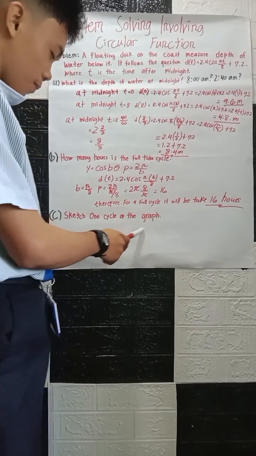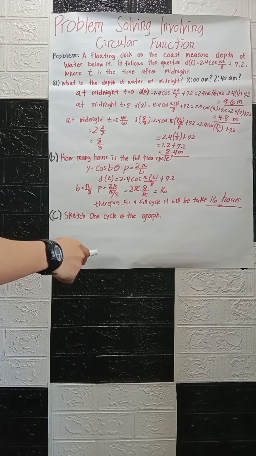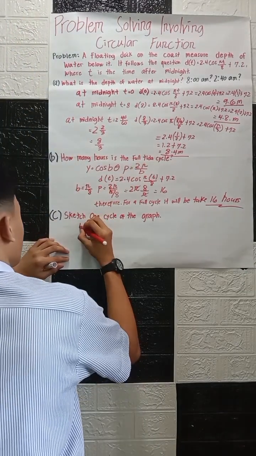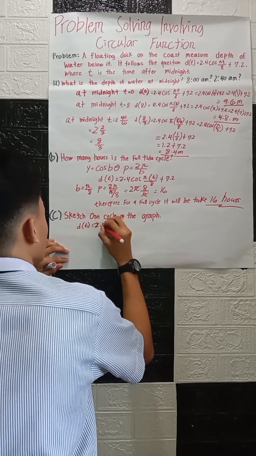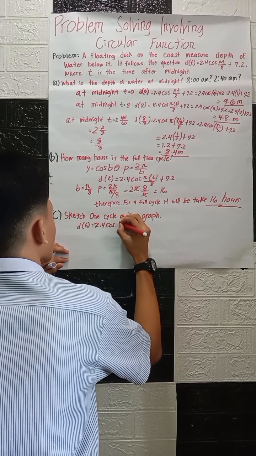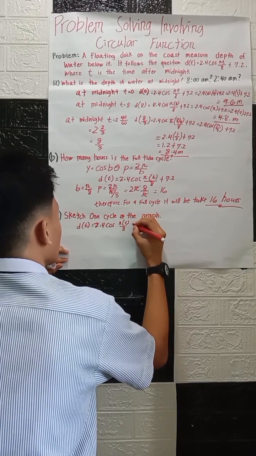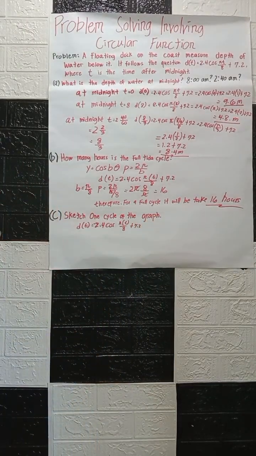Let's go to C. C is sketch one cycle of the graph. So sketch the cycle of the graph. So this t times t is equal to 2.4 cosine pi over 8 times t plus 7.2.